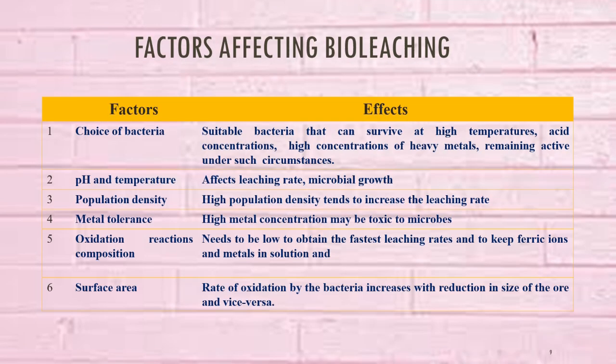Factors affecting bioleaching. Several factors affect the bioleaching process. One is choice of bacteria, second pH and temperature, third is population and density, fourth is metal tolerance, fifth is oxidation reaction compositions, and finally surface area.